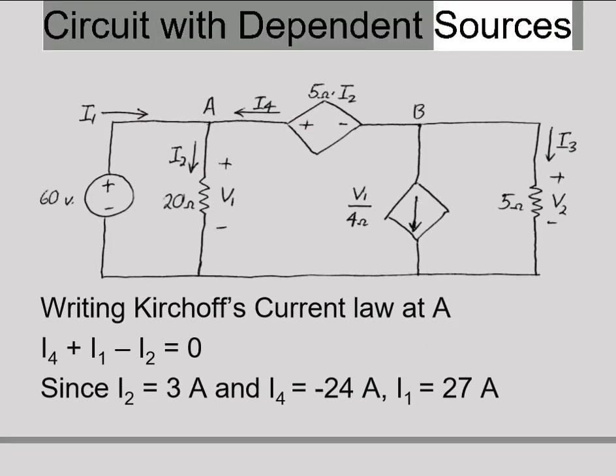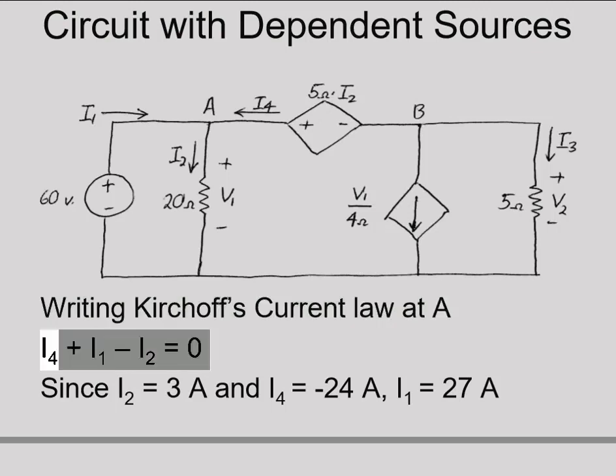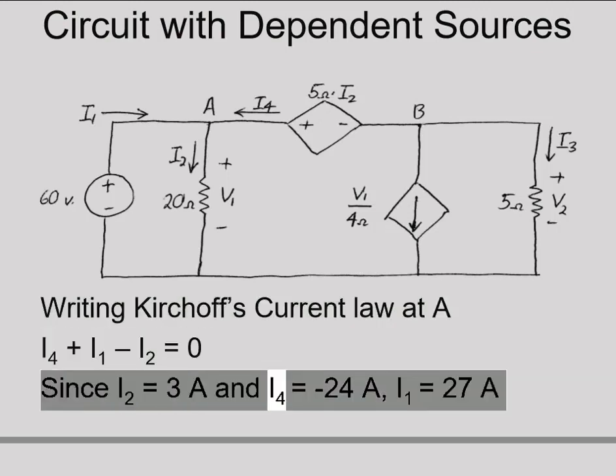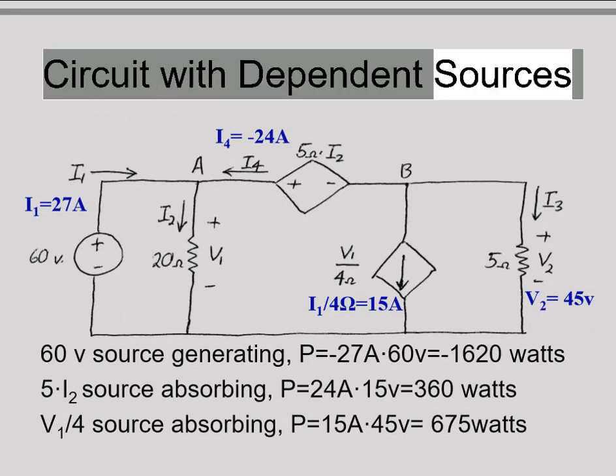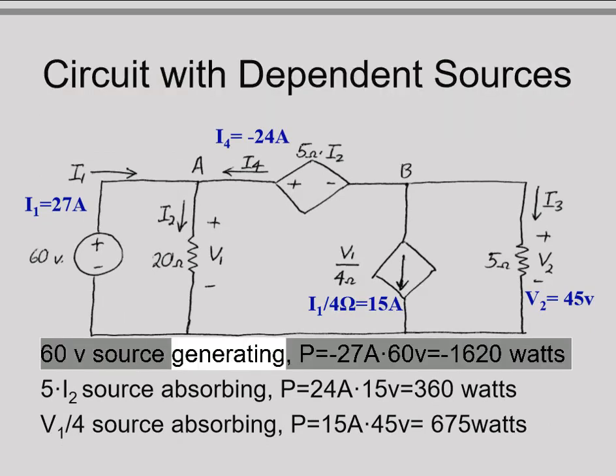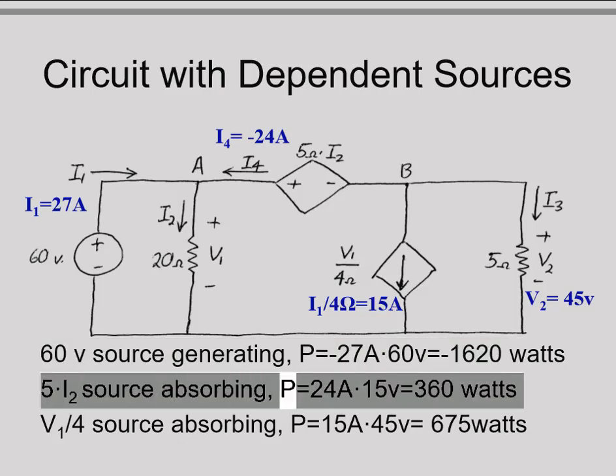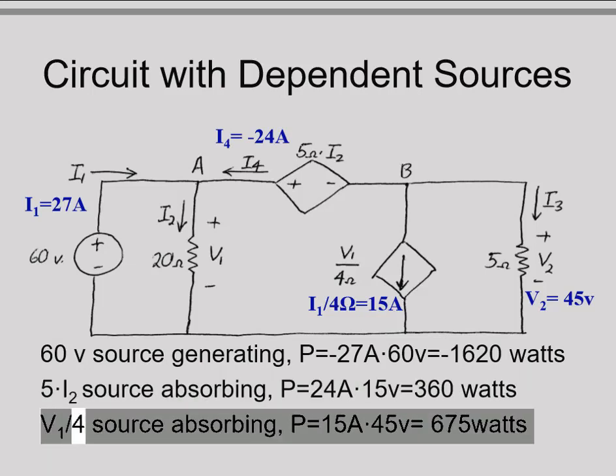Circuit with dependent sources: writing Kirchhoff's current law at A, I4 + I1 - I2 = 0, since I2 = 3 A and I4 = -24 A, I1 = 27 A. The 60 V source is generating: P = -27 A × 60 V = -1620 watts. The 5 I2 source is absorbing: P = 24 A × 15 V = 360 watts. The V1/4 source is absorbing: P = 15 A × 45 V = 675 watts.